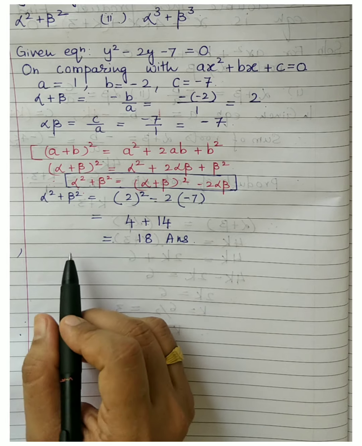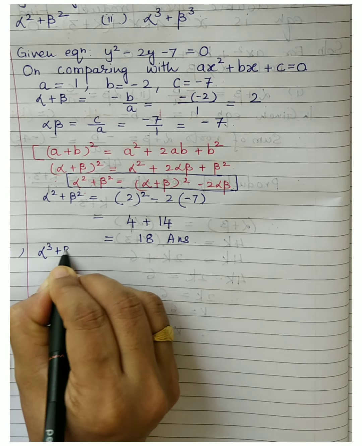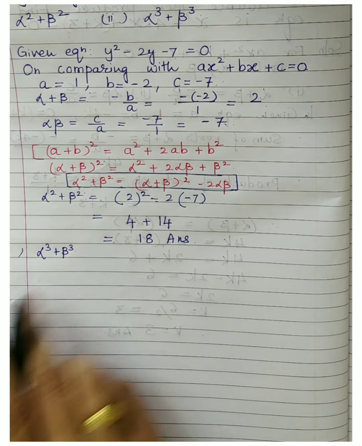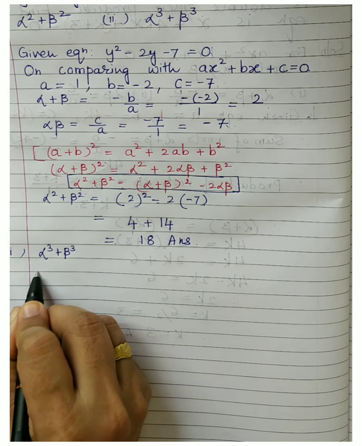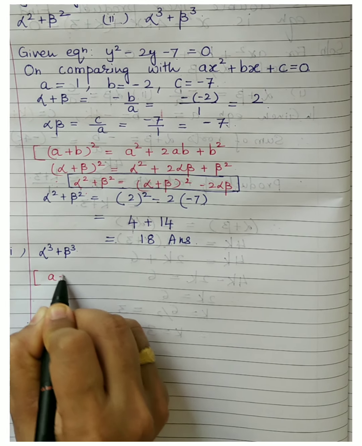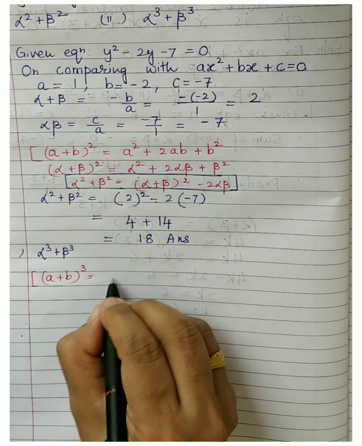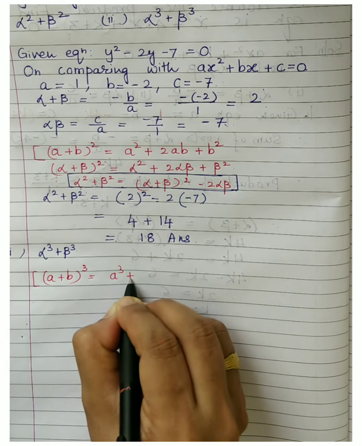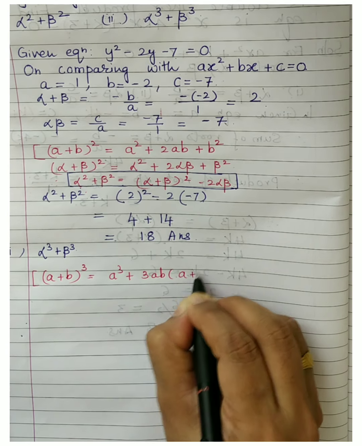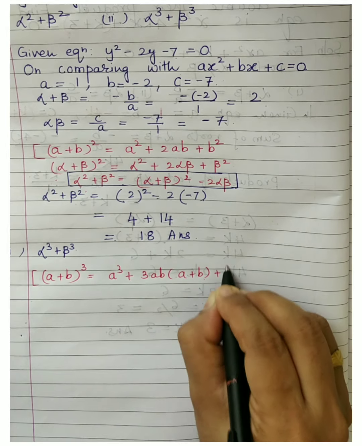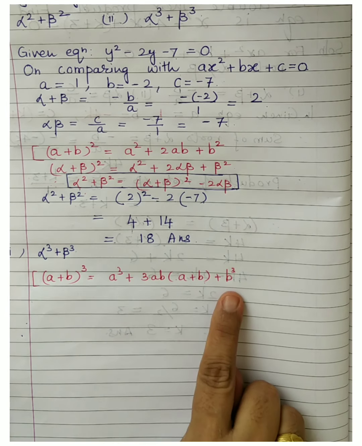Okay. The next value we have to find is alpha cube plus beta cube. Very simple. Same way we will derive the formula for this, which involves alpha plus beta and alpha into beta's value. So again recall the formula a plus b bracket cube. You have studied this. What is this formula? A cube plus 3ab bracket a plus b plus b cube. So here also what we have to find? A cube plus b cube, right?